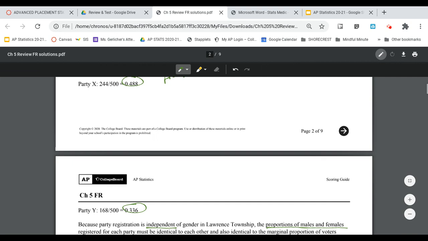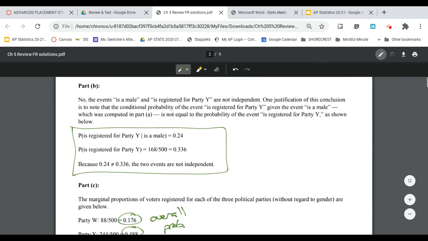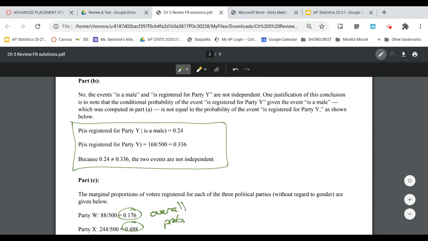Okay, part B is about independence. So you already did this number. You found Y given male. So now if you just find plain Y, if you were to find that that would be the same number as Y given male, that would show that they are independent. So you find that, pull that straight out of the table, and you get 0.336.